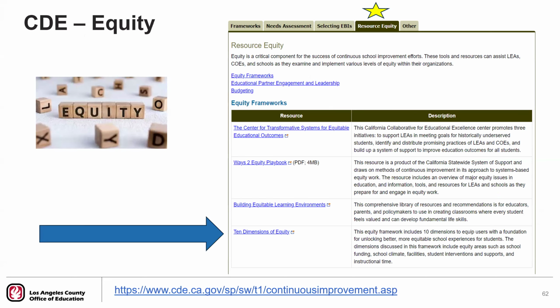There are numerous tools that can be used to identify resource inequities. On this slide, you can see that the CDE provides a variety of resources to support equity efforts. Although the state doesn't prescribe a specific approach, these resources offer valuable guidance. Today, I'll highlight the dimensions of equity available on this website, which serve as a framework for fostering more equitable school environments. The web page is included on this slide, and this is under the Resource Equity tab, which has a star.